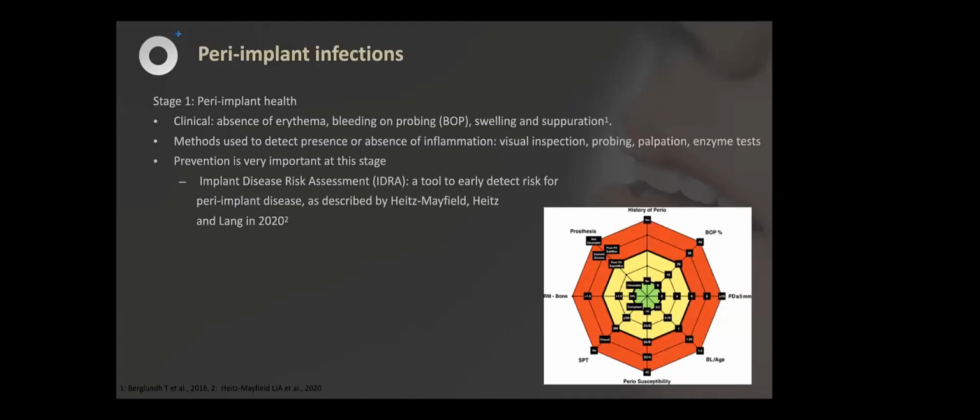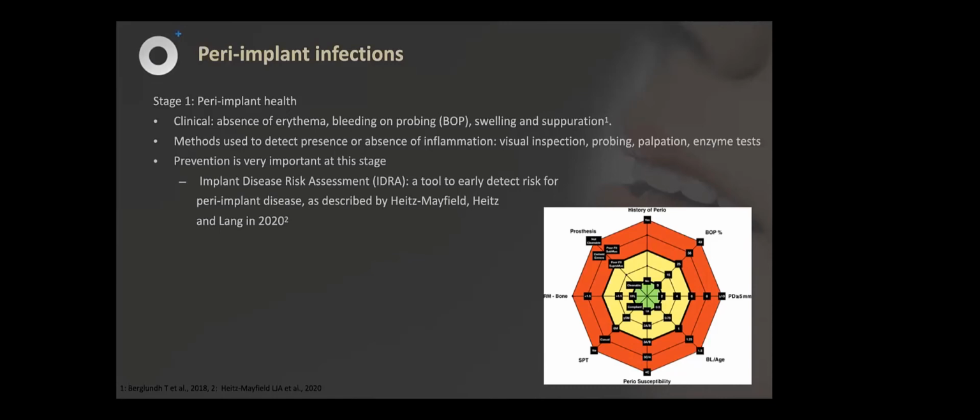If we look to peri-implant health, well, we can look to it as Irfan also said, with the classification system from Klaus Lang and Heitz-Mayfield from 2000. And they revised it a little bit, and we know this schedule a little bit from the perio diagnostics. So if you look to peri-implant health in general, we look to absence of erythema, bleeding on probing, swelling and suppuration. That's what we can look to from a clinical point of view.